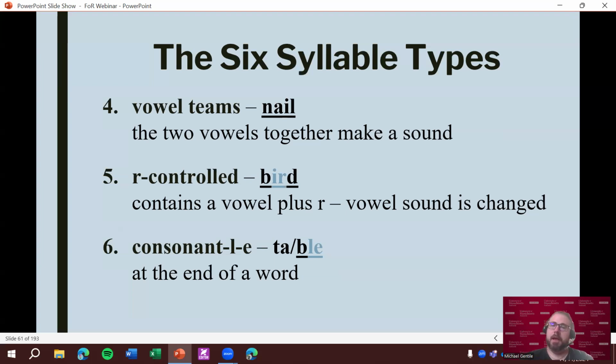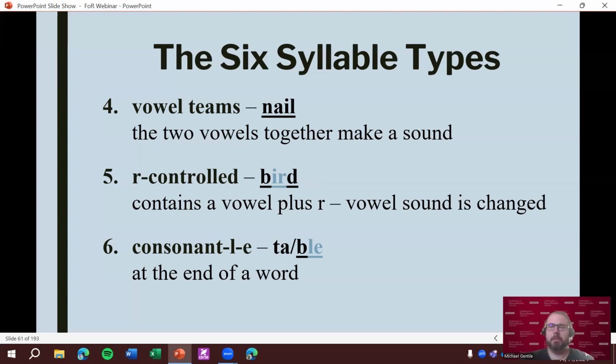vowel team. And we know we have other kinds of vowel teams that make unique sounds like OI, OY, etc. OW, ow. Those are going to be all vowel team syllables, and we have to memorize, if we're teaching this explicitly, what are the different vowel team combinations that we can get, and what are their available sounds. Some vowel teams can be consistent, other vowel teams can be very inconsistent, such as EA. The next syllable type is R controlled.